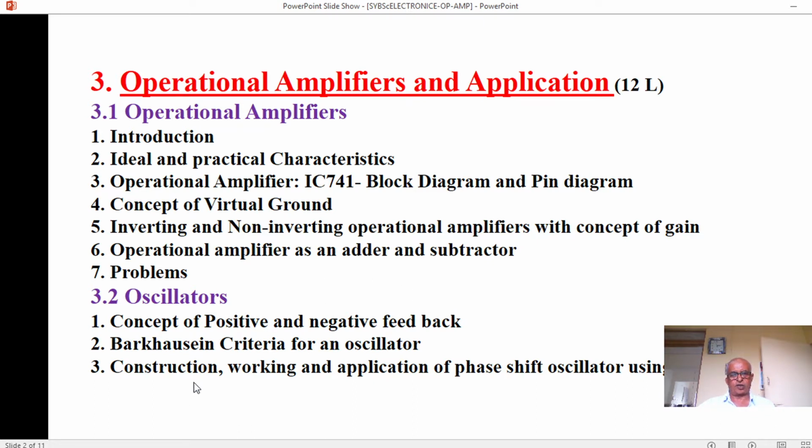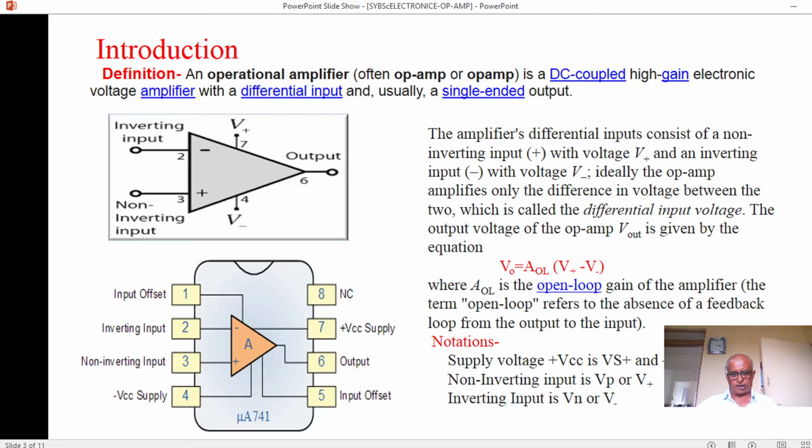In the second part of oscillators, we are discussing the concepts of negative and positive feedbacks, and when these oscillators are in working operation mode, then there is a certain criteria important, that is a Barkhausen criteria for an oscillator. So we consider the working and construction of the phase shift oscillator with reference to IC 723.